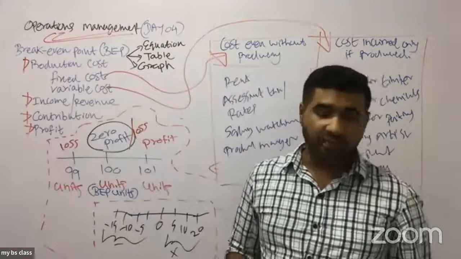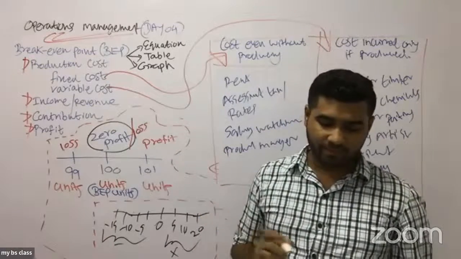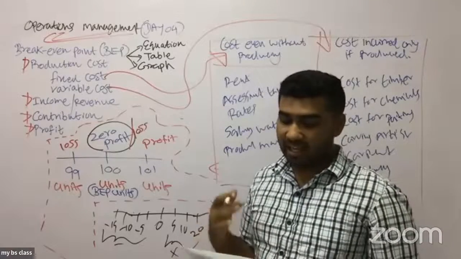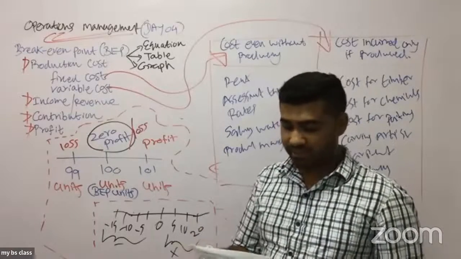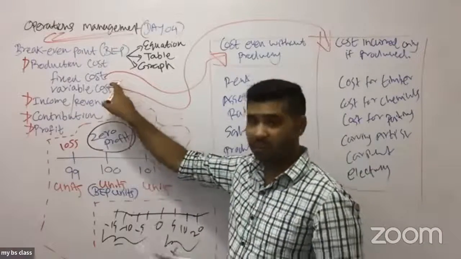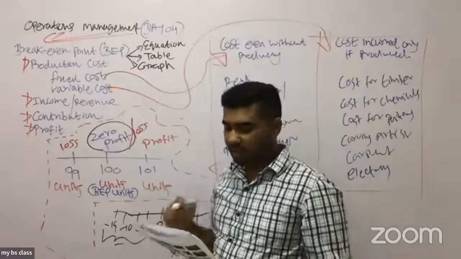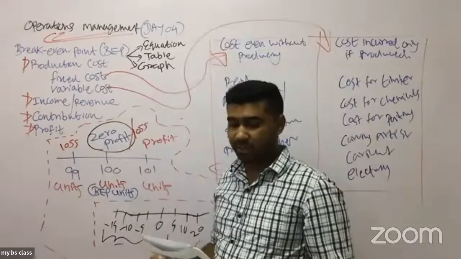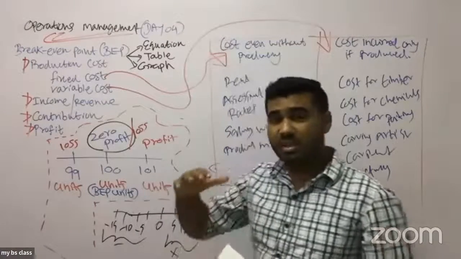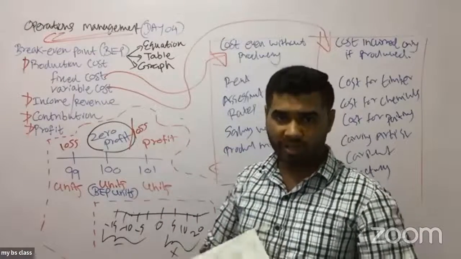After that, there's a small fill in the blank part. Please make sure you fill that. The cost incurred even without producing the furniture is known as the fixed cost. Blank number 1: fixed cost. And blank number 2: the cost incurred only if the furniture is produced is known as the variable cost. Why? Because your cost increases with the number of units.